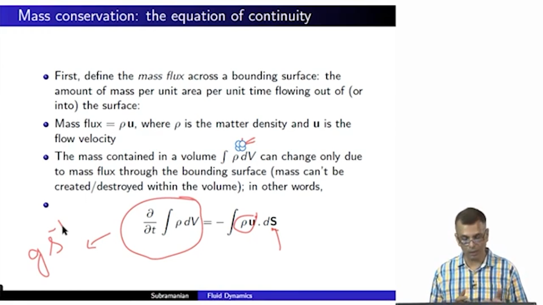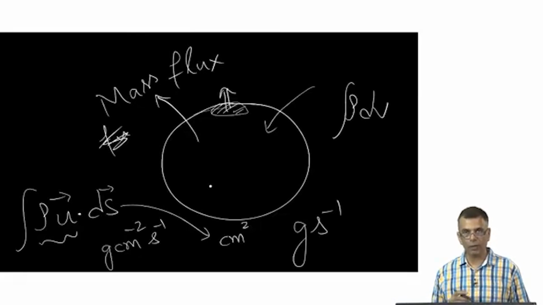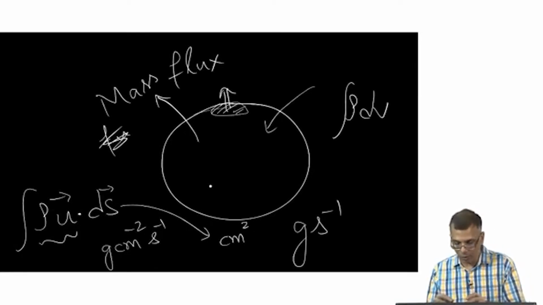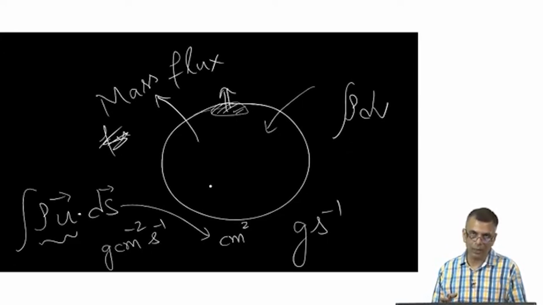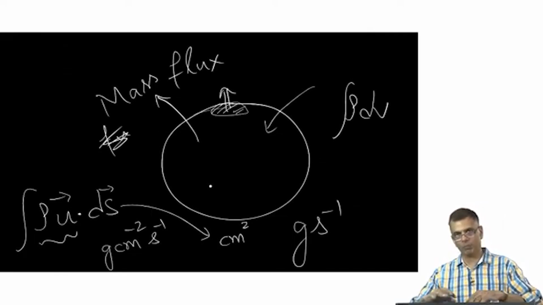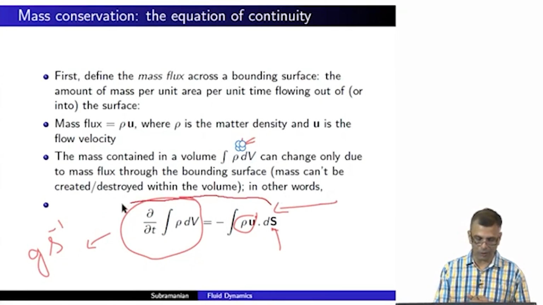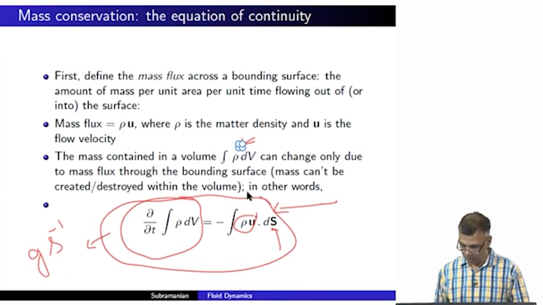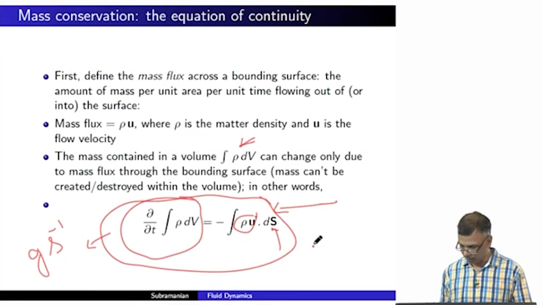Mass cannot be created or destroyed inside this volume. Therefore, the only way the total mass inside this volume can change is because of mass flux, because something is carrying matter away or inside this volume through the surface which is bounding this volume. That's what this entire equation is telling you. So this is the same thing that we wrote here. It's exactly the same thing, no difference.